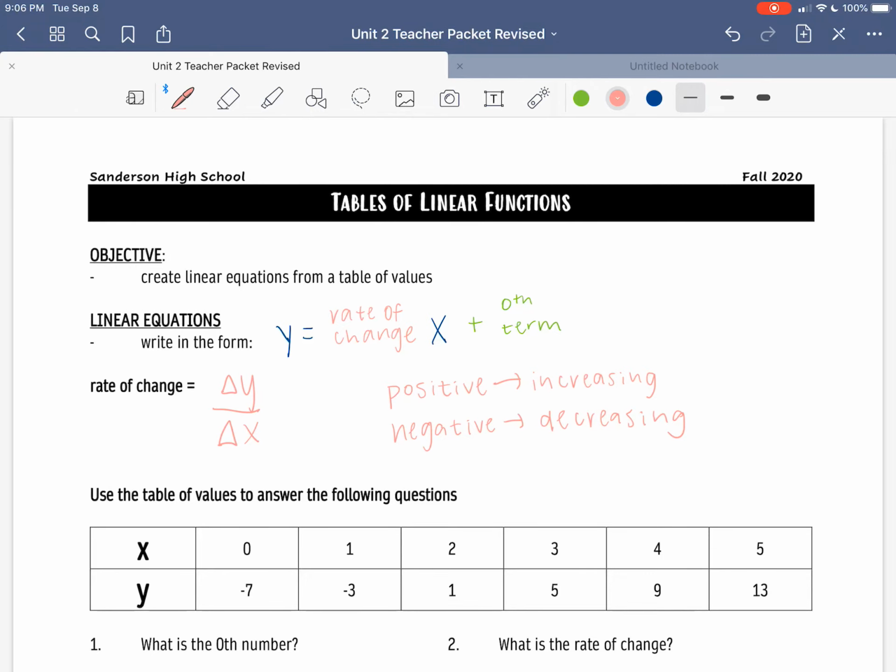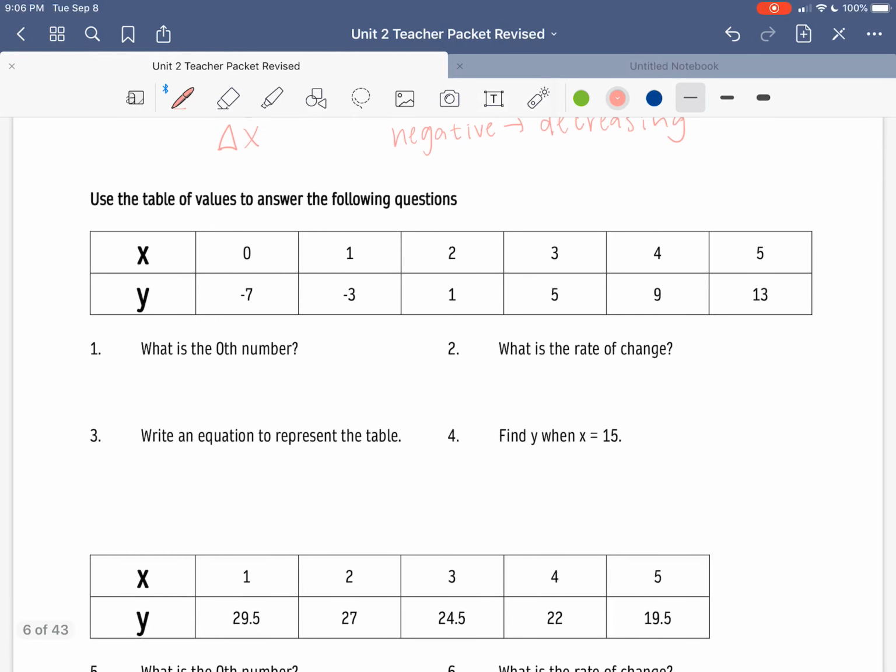So we've got two tables for you. If you have not printed out the template for this, go ahead and copy this table down. Pause the video if you need to.